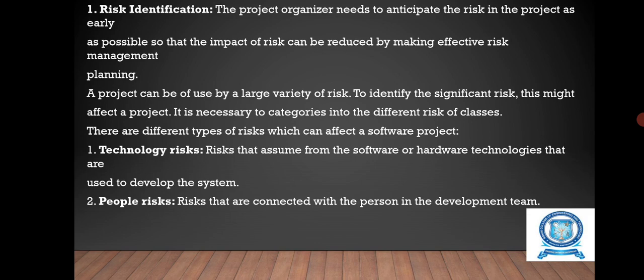Risk identification. The project organizer needs to anticipate the risk in the project as early as possible so that the impact of risk can be reduced by making effective risk management planning. A project can be affected by a large variety of risks. To identify the significant risks that might affect a project, it is necessary to categorize them into different classes of risk. There are different types of risk which can affect a software project: technology risk, people risk.